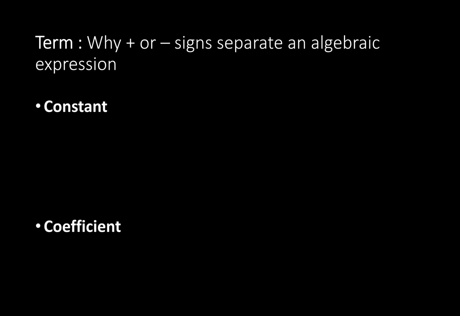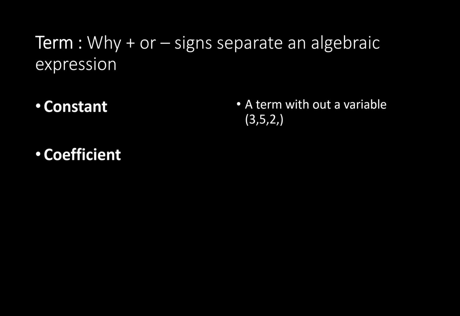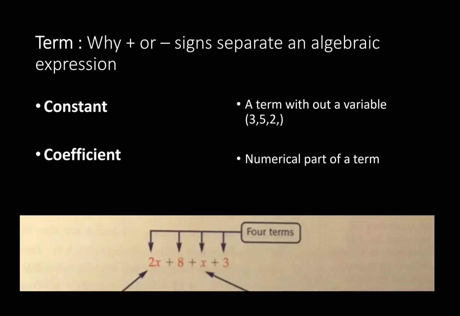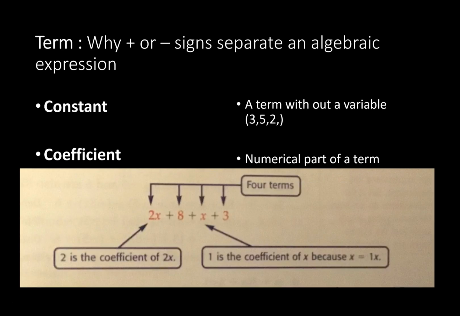So constants and coefficients. A constant is a term without a variable. So that would be 3, 4, 5. Basically, a number is a constant, and a coefficient is the numerical part of that term. Here, let's look at what that looks like. So a coefficient here, 2x: 2 is the coefficient of x.